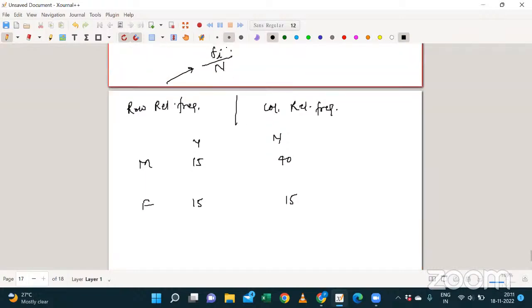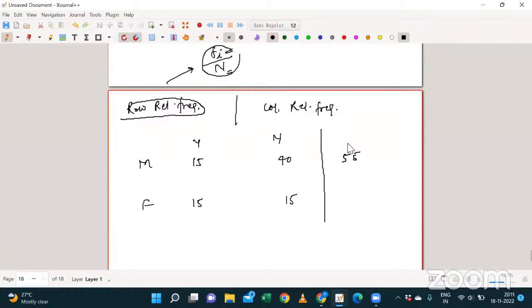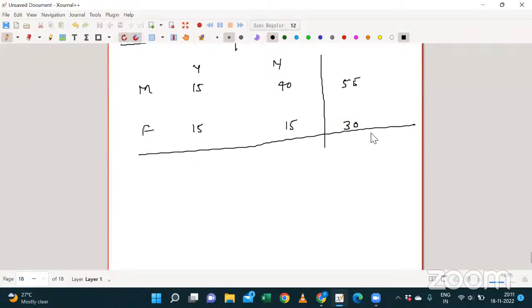So I can find the row relative frequency. As you know, relative frequency is nothing but frequency divided by the total. Here I'm going to compute the row relative frequency, so first compute the row total. What will be the row total here? 55. And what will be the row total for the female row? 30. And what will be this total? 15 plus 15 is 30, 30, and 55, and the grand total is 85. So far it is clear.